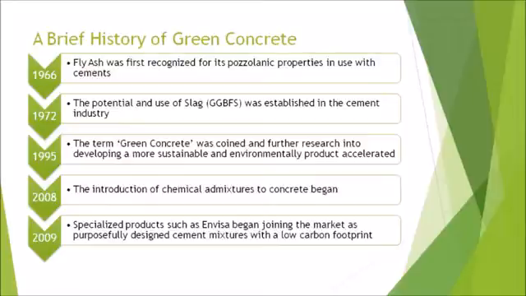Let's have a look at the history of green concrete. First, in 1966, fly ash was first recognised for its pozzolanic properties in use with cement. Then, in 1972, the potential and use of slag was established in the cement industry. Nearly 2 decades later, the term green concrete was coined, and further research into developing a more sustainable and environmentally friendly product accelerated. Then, in 2008, the introduction of chemical admixtures began. Most recently, specialised products such as Envisia began joining the market as purposefully designed cement mixtures with a low carbon footprint.